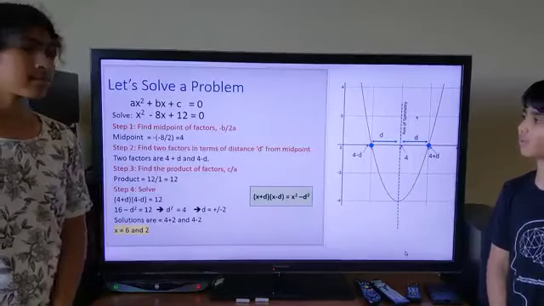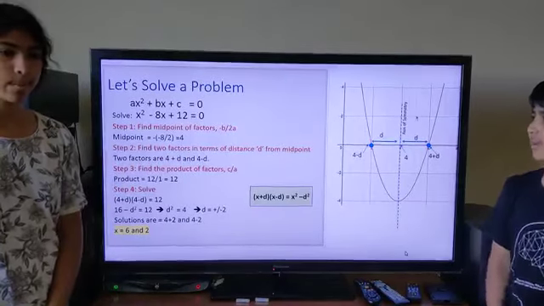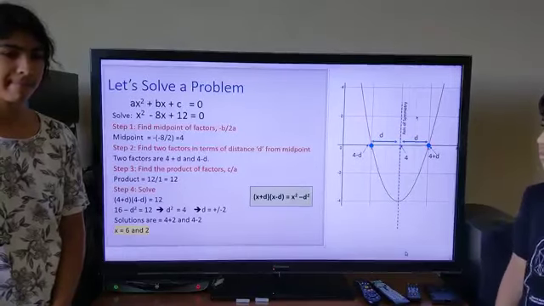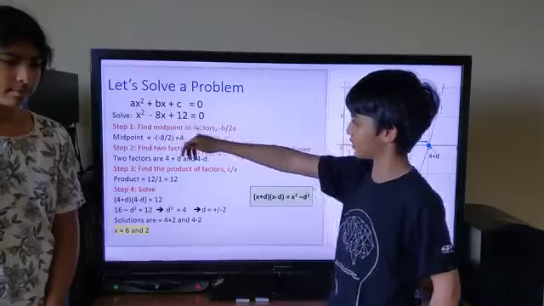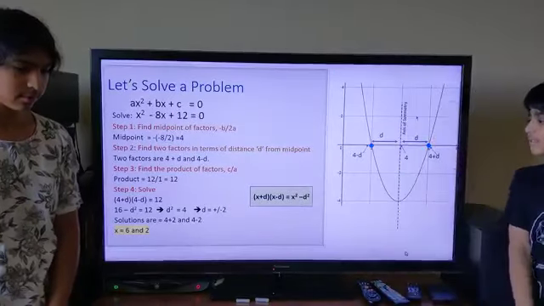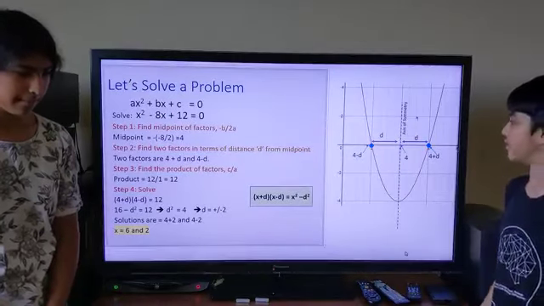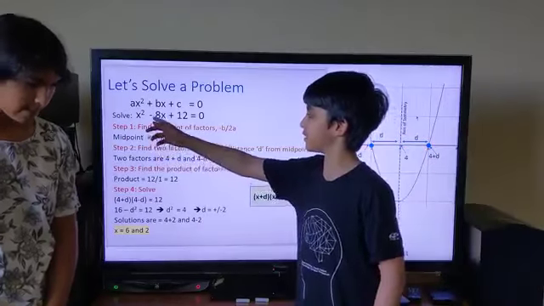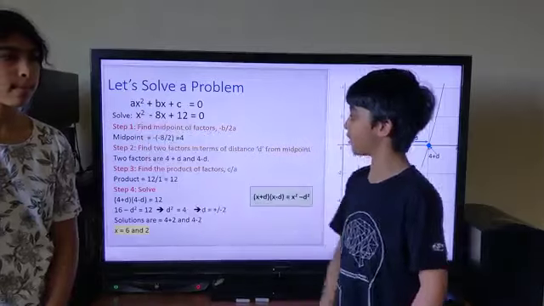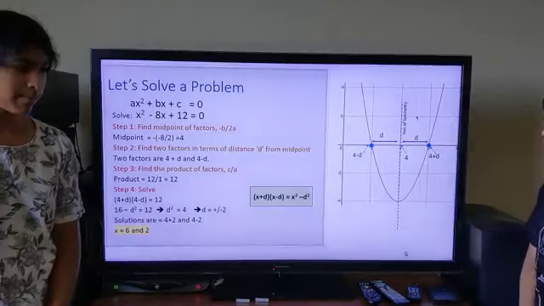So let's solve a problem. So let's solve x squared minus 8x plus 12 is equal to 0. From this problem, we know that a is 1, b is negative 8, and c is 12. The first step is to find the midpoint of the factors, negative b divided by 2a. So we know that b is negative 8 and a is 1, so we find the midpoint is 4.